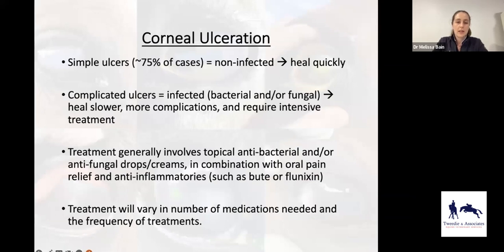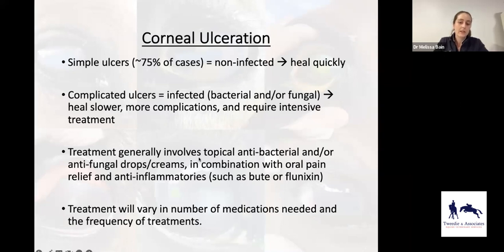So ulcers can be tricky to talk about. So I tried to split it into simple ulcers, which are probably about 75% of the cases that I see. These are ulcers where there's just damage. They aren't significantly infected. And they tend to heal pretty quickly with treatment. Now, complicated ulcers are ulcers that have an infection. This can be bacterial or fungal or both. And these tend to heal a lot slower. There can be more complications and they require intensive treatment.